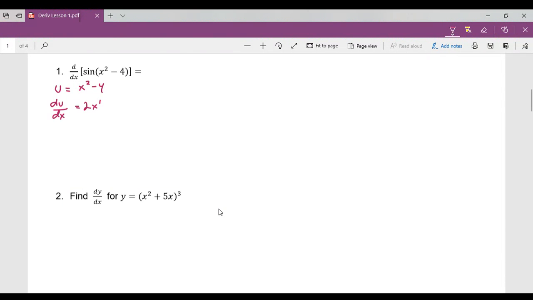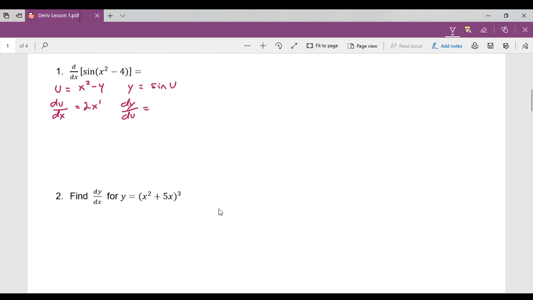If u is equal to x squared minus 4, then my outer function now can be represented, we'll call it y, as the sine of u. Think about it. If y equals sine u and u equals x squared minus 4, when I put these together, basically just substitute the u in, I would get this expression. Now, if I'm going to take the derivative of this, I would want to write it as the derivative of y with respect to u, because that's my variable right there.